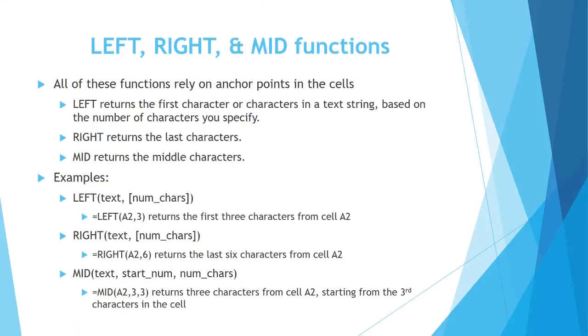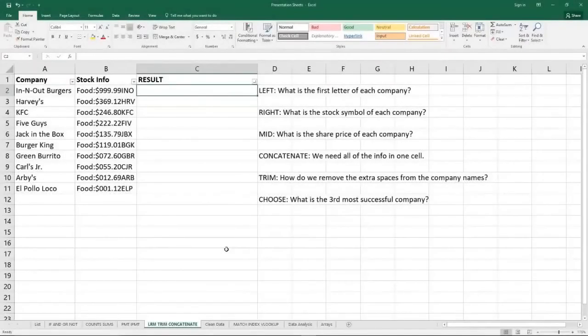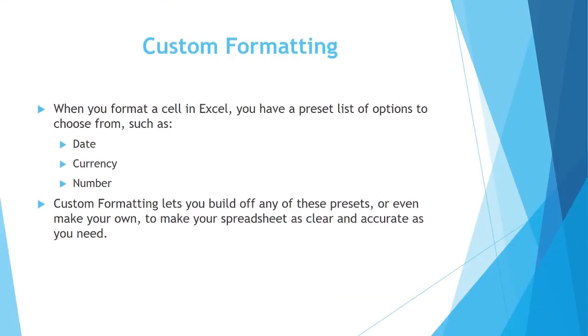In this example, I have a list of fast food companies and stock information. So if we wanted to just pull out the first letter from each of these companies, we'd do left A2, and we could Control D to see all of them, and that's going to give you the first letter for each. The amount sold, I just see routine numbers. There's no commas separating them or anything.